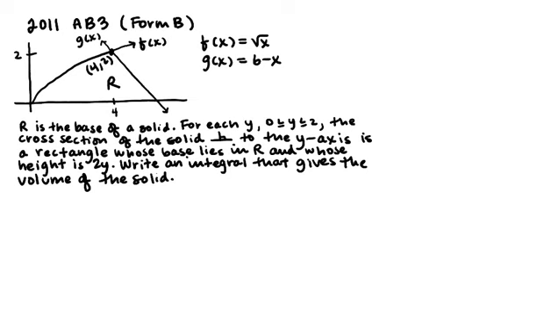For each y, where y is between 0 and 2, the cross-section of the solid taken perpendicular to the y-axis is a rectangle whose base lies in R and whose height is 2y. Write, but do not evaluate, an integral expression that gives the volume of the solid. Okay, we can do that.